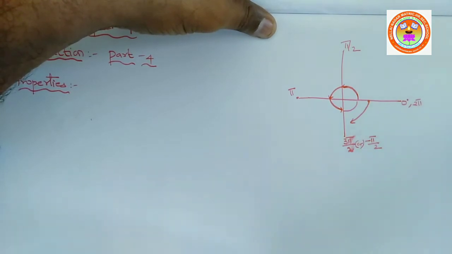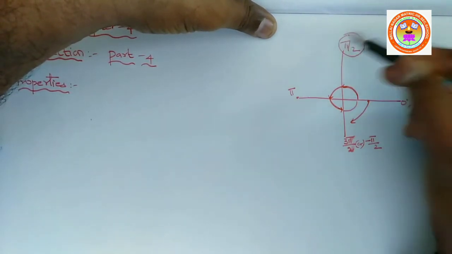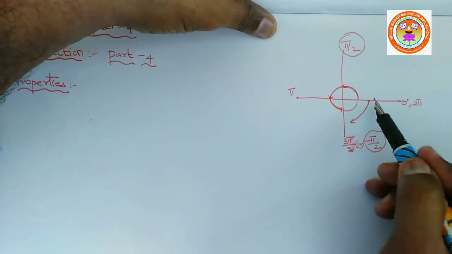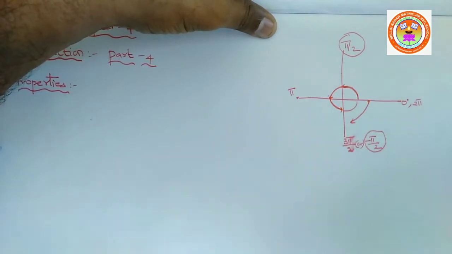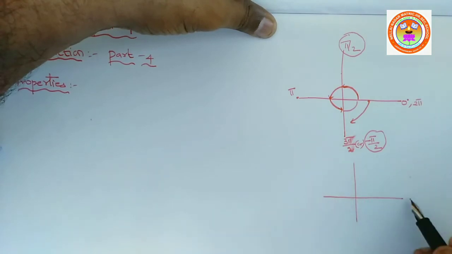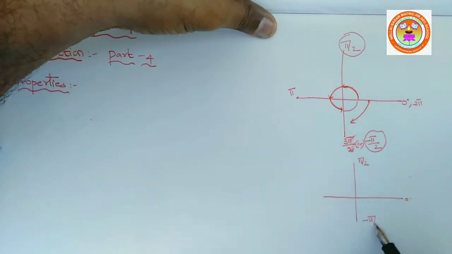So we can call this 3 pi by 2 or minus pi by 2. This can be taken as plus pi by 2 and this as minus pi by 2. You can understand things. If it moves anti-clockwise, this will be pi by 2. If it moves clockwise, this will be minus pi by 2. This is a must. So simply we can take this: 0 degree, this is plus pi by 2, this is minus pi by 2. Anti-clockwise pi by 2, clockwise minus pi by 2.